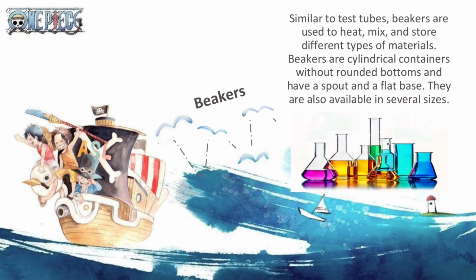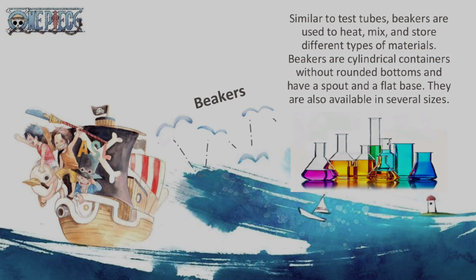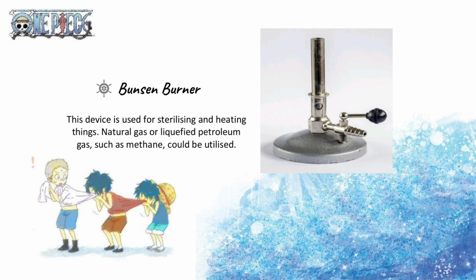Beakers. Similar to test tubes, beakers are used to heat, mix, and store different types of materials. Beakers are cylindrical containers without rounded bottoms and have a spout and a flat base. They are also available in several sizes. Bunsen burner. This device is used for sterilizing and heating things. Natural gas or liquefied petroleum gas such as methane could be utilized.